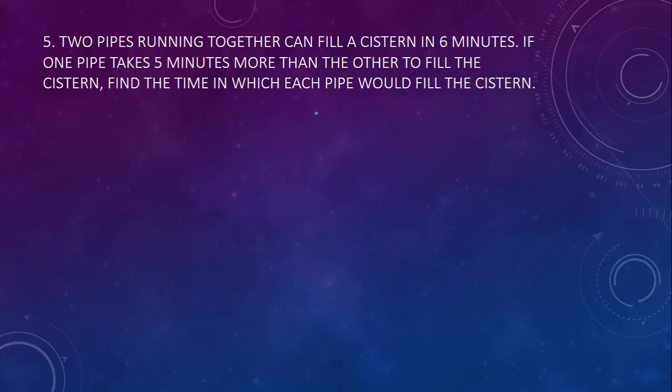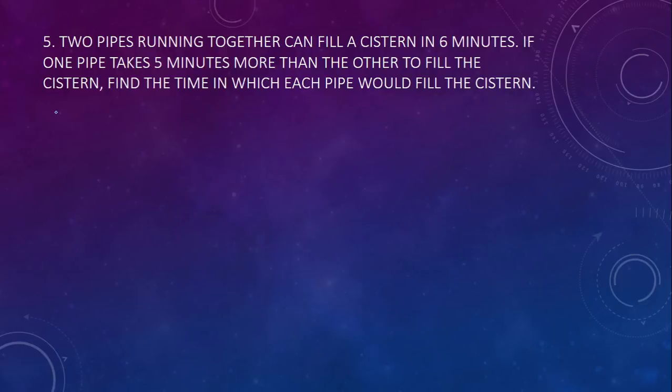Two pipes running together can fill a cistern. A cistern is basically a utensil kind of thing, a cylindrical kind of thing. Two pipes running together can fill a cistern in 6 minutes. Together they are running and they can fill it in 6 minutes. If one pipe takes 5 minutes more than the other to fill the cistern, find the time in which each pipe would fill the cistern.